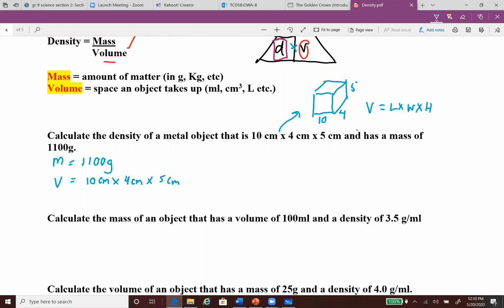Okay, that will give you a volume of about 200 centimeters cubed, because it's centimeters times centimeters times centimeters. So it's referred to as centimeters cubed, all right?